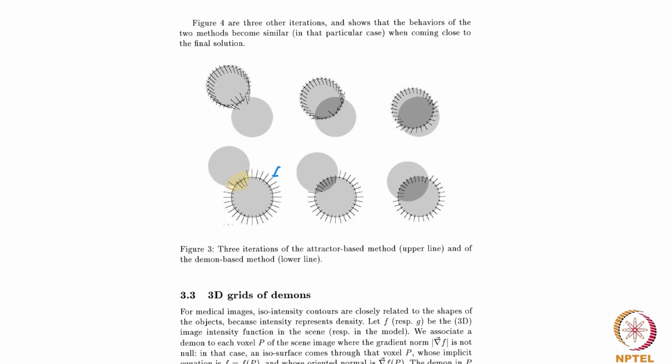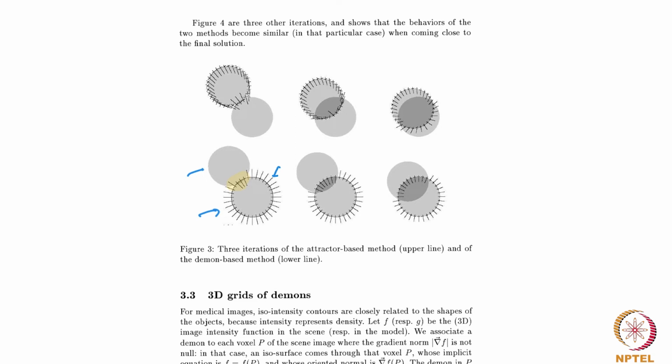So this is the moving disk right here. This is the moving disk, and this is the fixed disk. So the fixed disk, initially all the gradients are pointing out, and the regions which overlap, that is, the fixed image is inside the moving image. You try to drag the moving image inside.